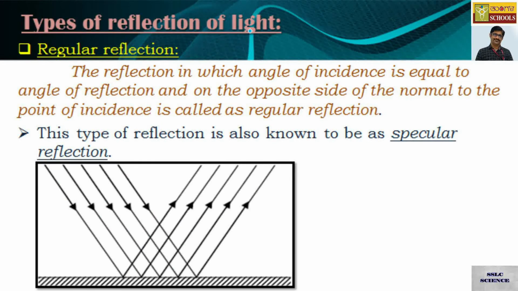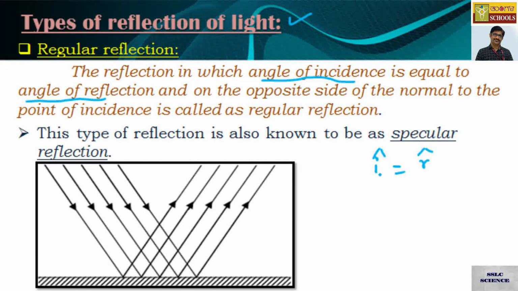Dear students, let us move to the next part, that is types of reflection of light. There are two types of reflections of light. One is regular reflection and the other one is irregular reflection. So first one, regular reflection. The reflection in which the angle of incidence is equal to angle of reflection. So the reflection where angle of incidence I is equal to angle of reflection R, then that is known as regular reflection.